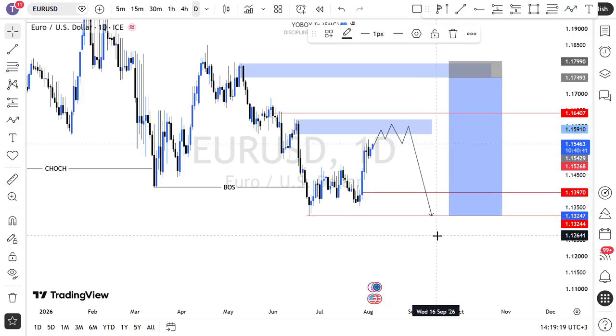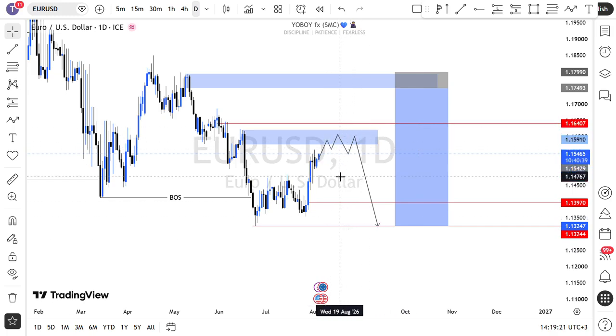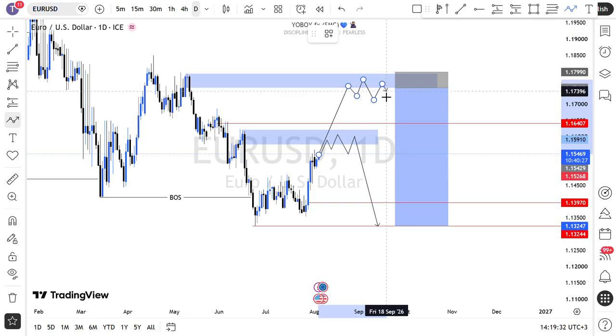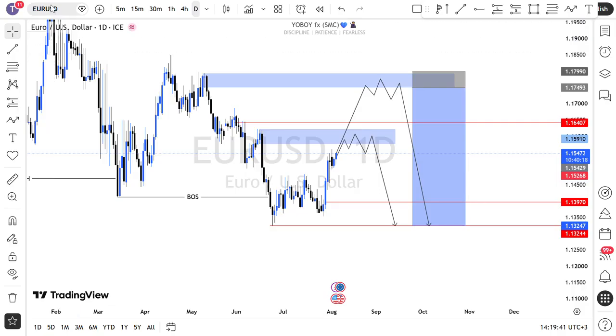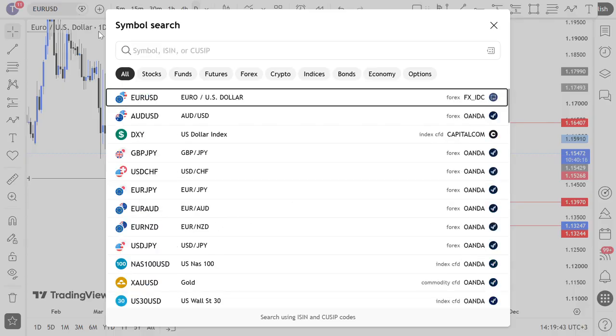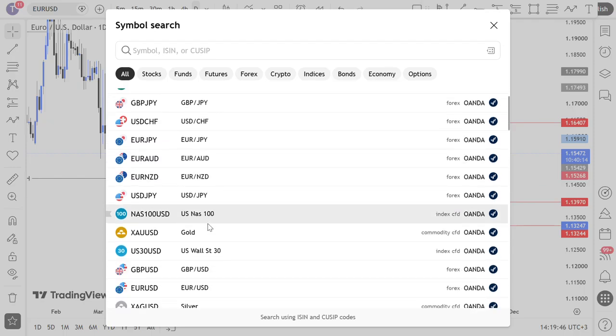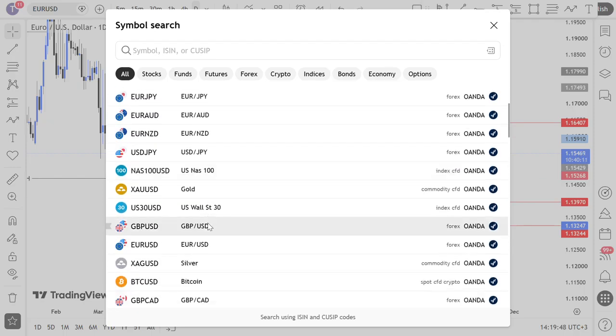But if price doesn't give us that confirmation, we wait for price to come into this extreme point of interest, and then we also have to wait for something like a change of character. You can also use a sweep of liquidity, and then you take your selling opportunities to the downside. So on Euro USD, it is the same idea that I had from Sunday's analysis. Next I have US 30.